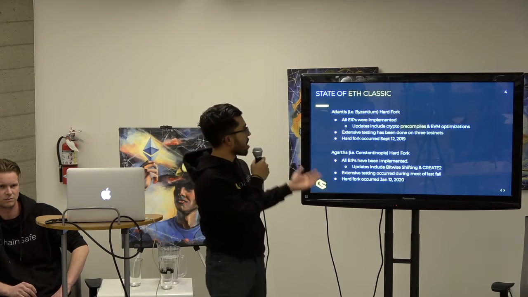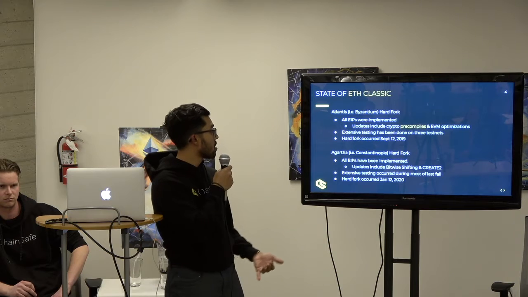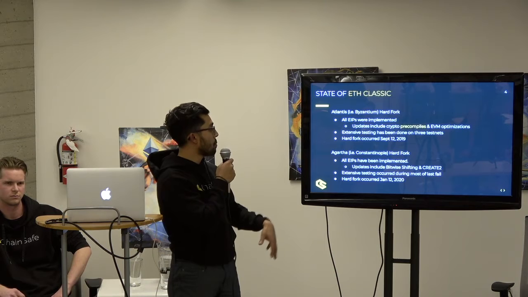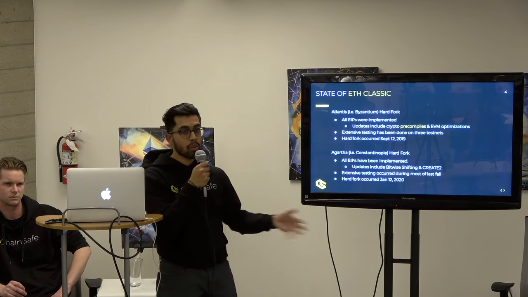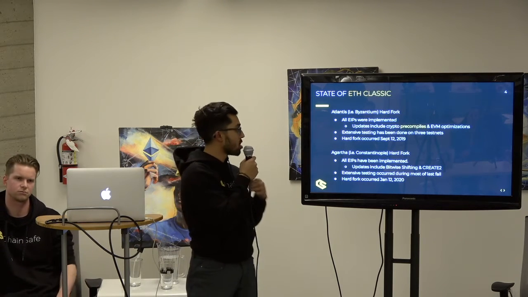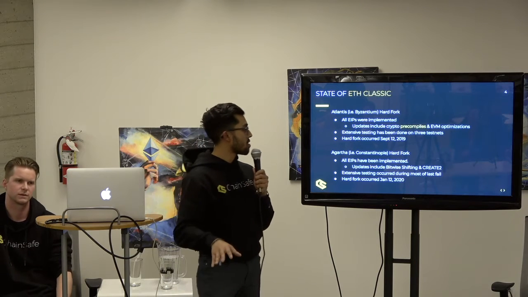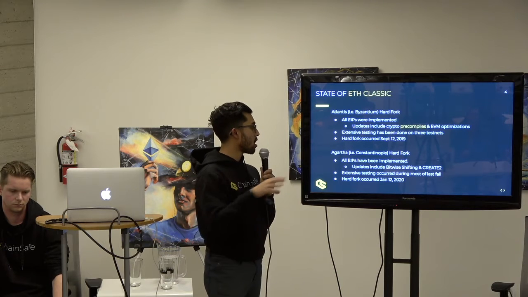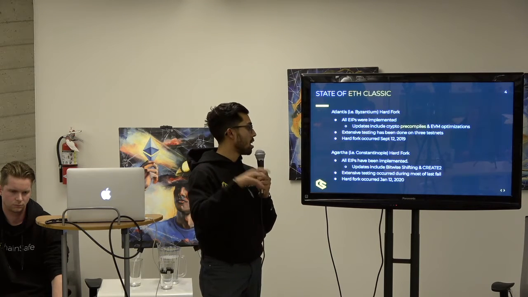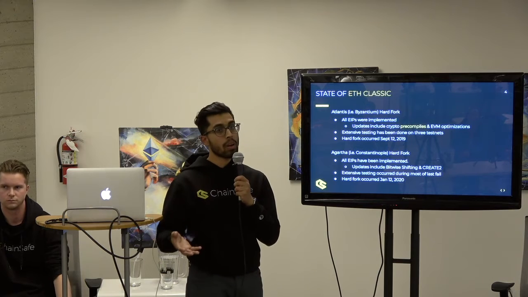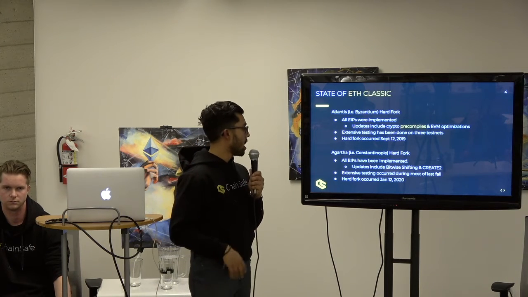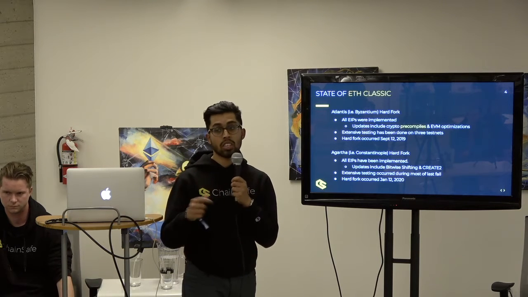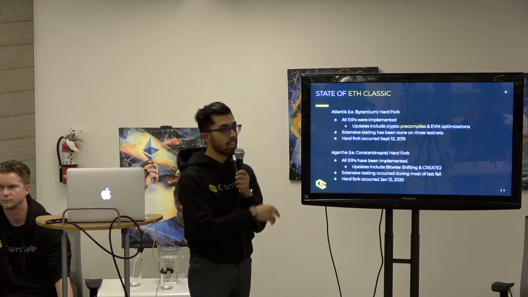And just the state of these hard forks, both of these have been fully implemented. Atlantis has been fully implemented, and updates included some crypto precompiles and some EVM optimizations. Extensive testing had been done, and the hard fork occurred in September of 2019. And Agartha, which was a bit smaller, had a few EIPs implemented, which included bitwise shifting and create2. Extensive testing occurred in the fall, and the hard fork actually happened about a month ago in January.